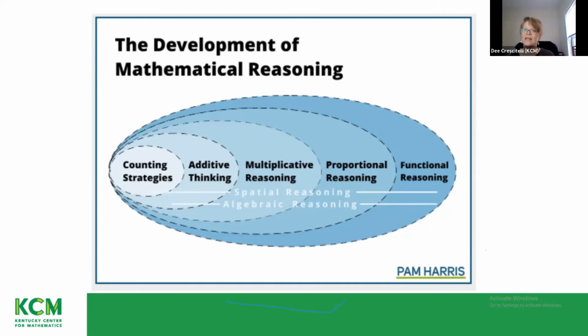But one of the things I want to highlight is that spatial reasoning and algebraic reasoning are developing together throughout this entire process, right? They are built into this entire process, and all of the things that happen along the way, from counting through additive, through multiplicative, through proportional, into functional reasoning, those things that we build along the way with our students, the experiences we give them are where they're also building their spatial reasoning and their algebraic reasoning, right? So all the work that you're doing at every grade level along the way is super important into making that happen.